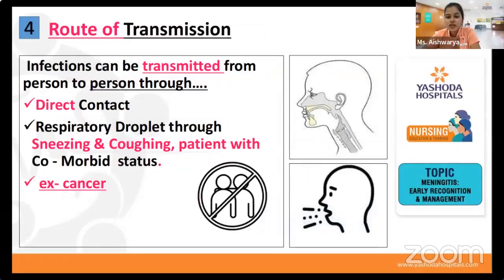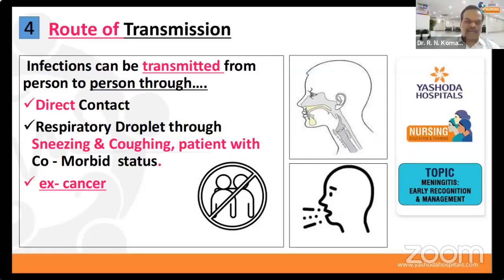Let's look at the route of transmission. Infections can be transmitted from person to person through direct contact and respiratory droplets through sneezing and coughing, and more so in immunocompromised patients, for example, cancer patients. So, sir, are these the routes of transmission?